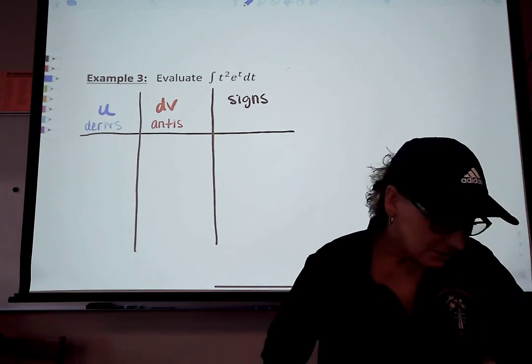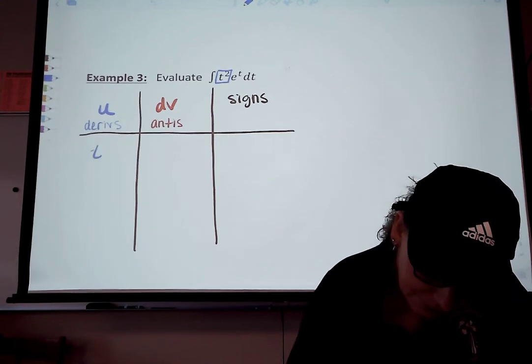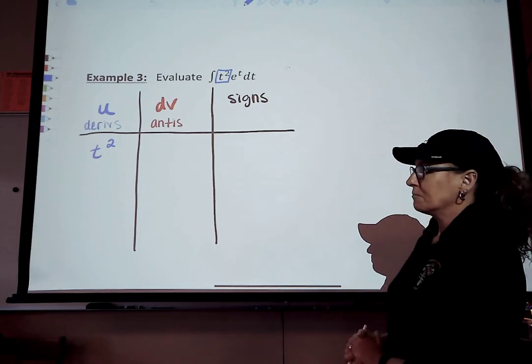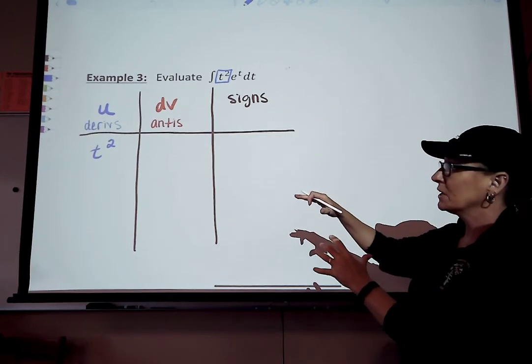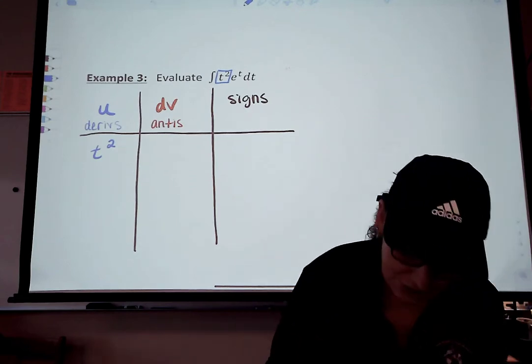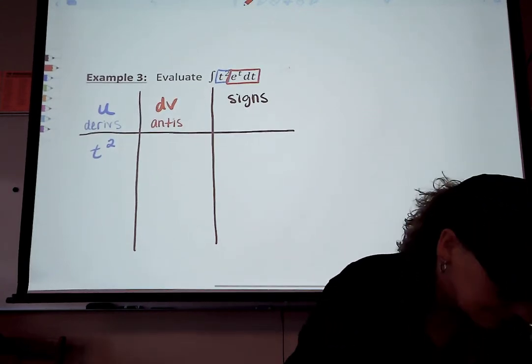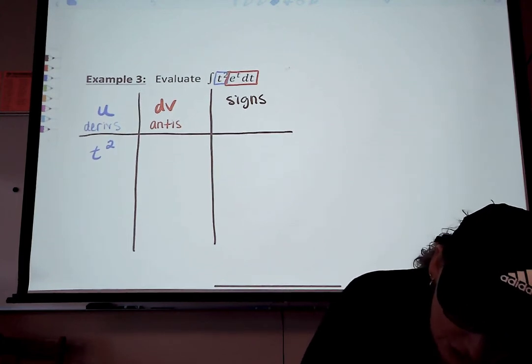All right, so pick a u. In this problem, I'm going to choose u is t squared. Now here's what I want you to do. Your first row is t squared. It came straight out of the problem, which means your dv has to be everything else. But you don't even have to write dt. You can just write e to the t.